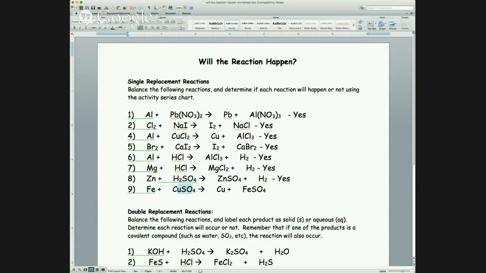Okay, the answer: is zinc higher than hydrogen? Yes. Wow, they look like they're all going to be yes. Iron and copper sulfate. Hey, that's a coincidence, just like the lab. So what's the answer? Is iron higher than copper, because they're both single elements, they're both cations? And the answer is, or survey says, yes. Okay. Perfect.